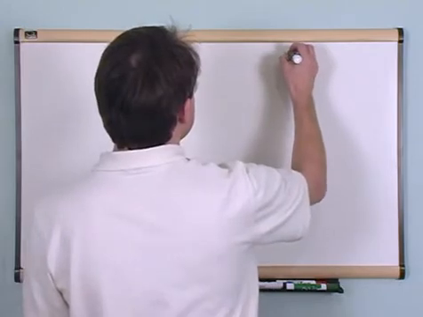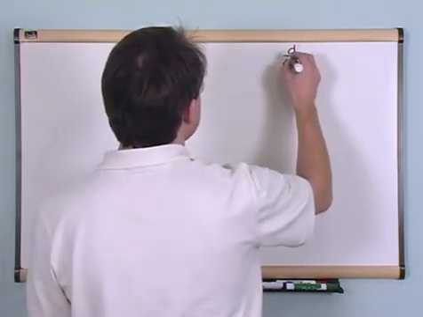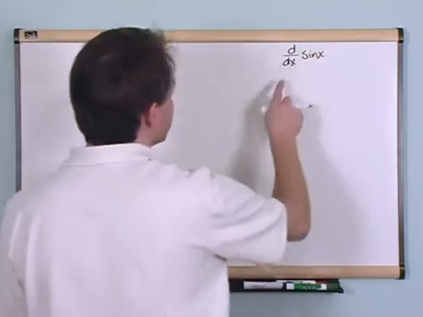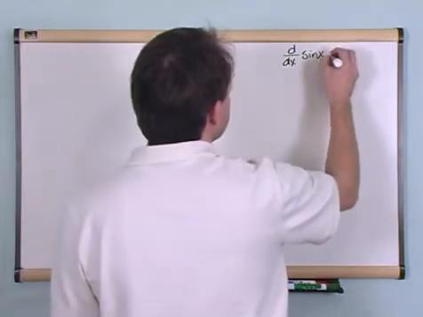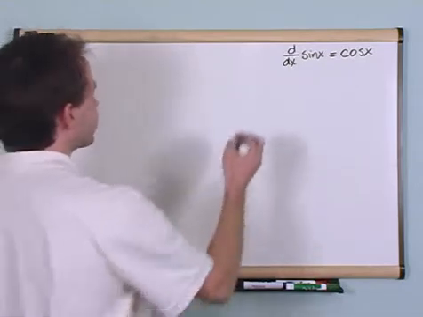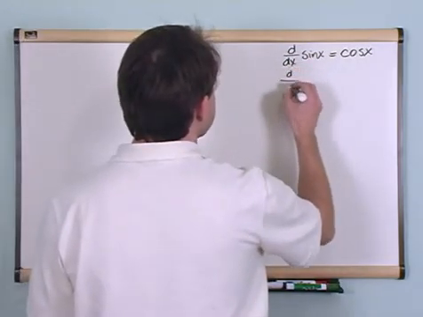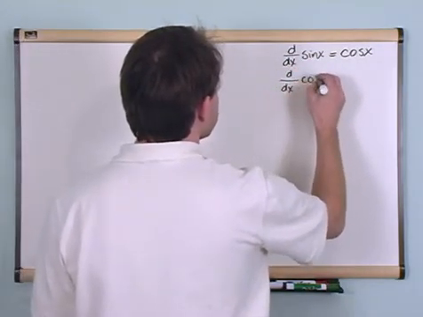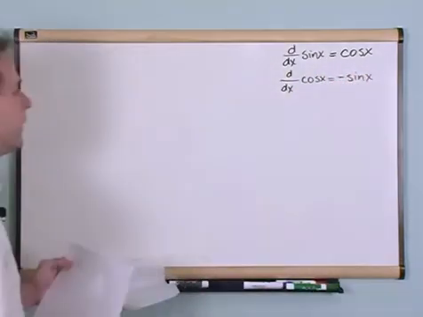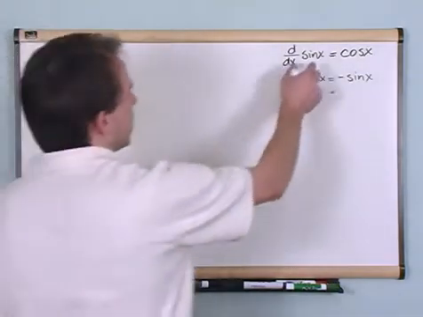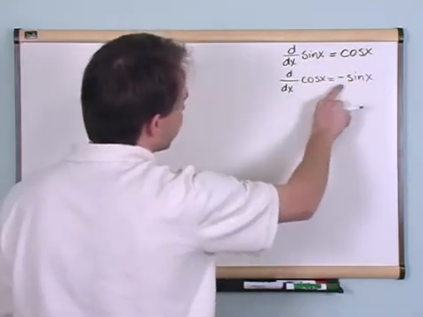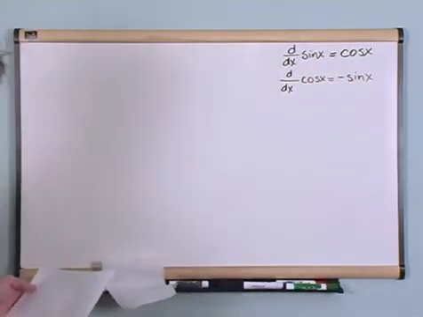I'll just say that the derivative with respect to x of sine of x is equal to cosine of x. So the derivative of sine is cosine. The derivative of cosine is simply negative sine x. So you see, these are kind of cool already because the derivative of sine is cosine and the derivative of cosine is negative sine. They're opposites of one another. It's just that you have a negative in there you have to remember.